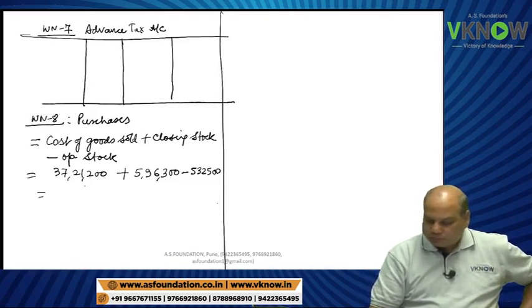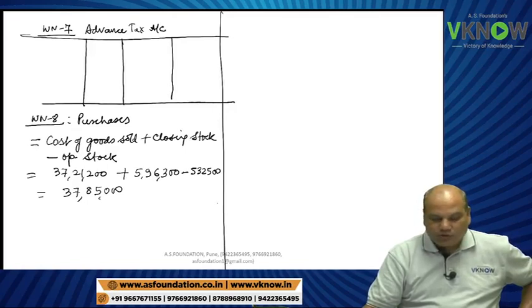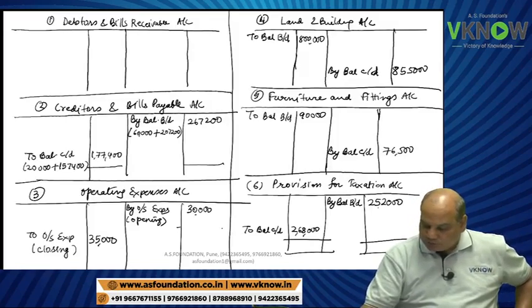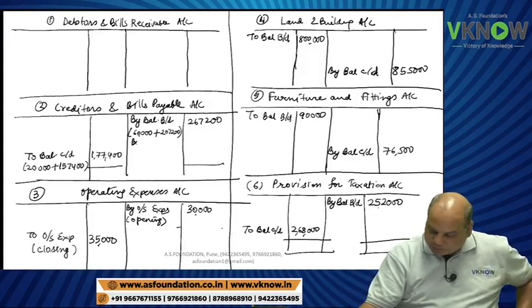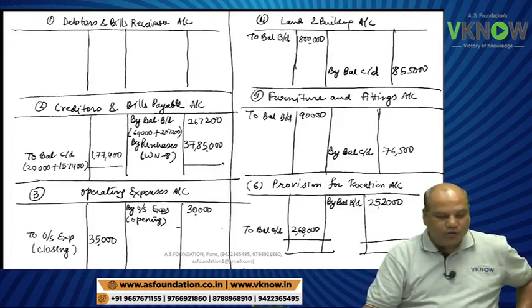Purchase will be net amount 37,85,000. Purchase 37,85,000, and then we'll go to creditor and bills payable. In working note 2, by purchases 37,85,000, and in bracket you write working note 8.